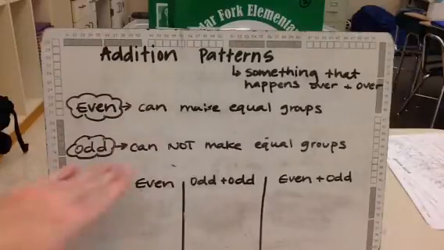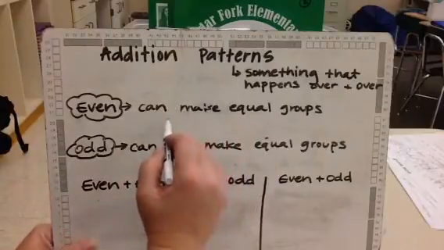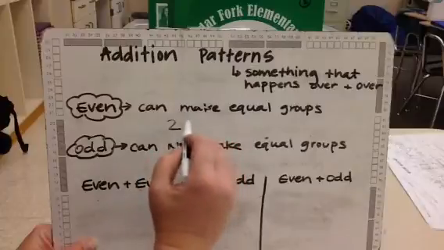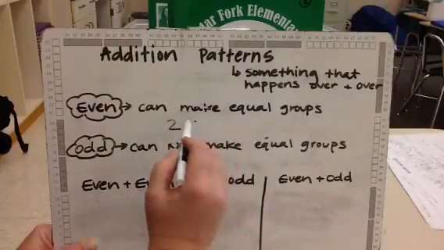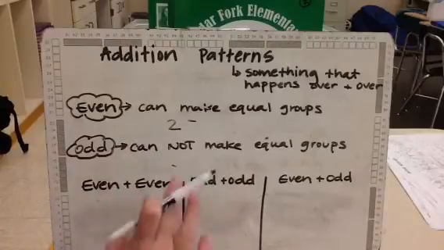So let's talk about our first kind of pattern, which is things with even and odd numbers. So let's be reminded what even numbers are. Even numbers are numbers that can make equal groups. So let me give you a couple of examples here. So I have the number 2. If I make 2 dots, these can make an equal group. They've grouped up, nothing left over, it's an equal group.